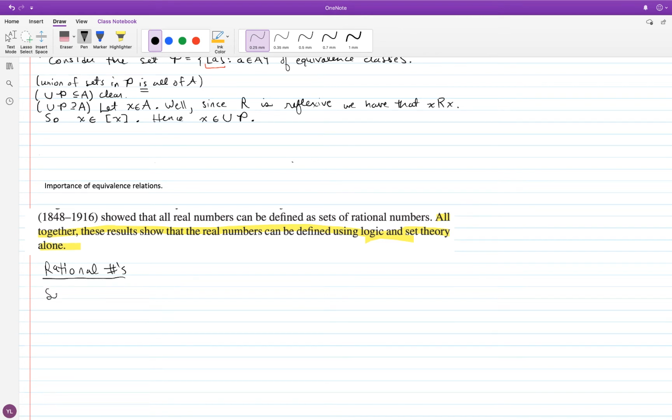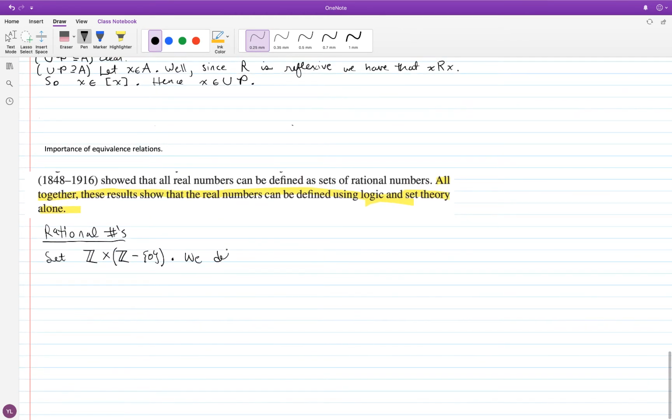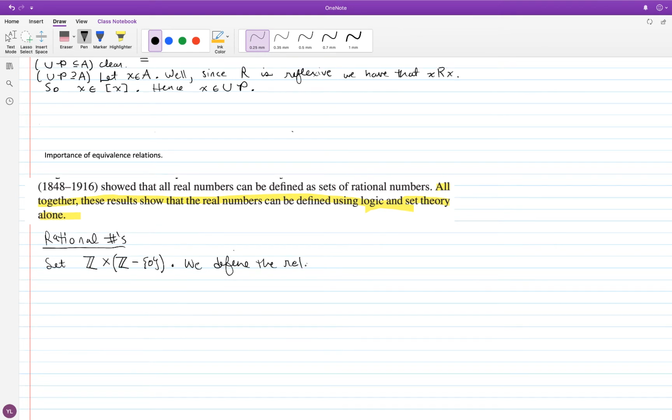So first, consider the set of ordered pairs of integers, the second of which is not 0. So take the set of integers and make a Cartesian product with the non-zero integers. Okay, so we consider this set, and then we define what turns out to be an equivalence relation on that set. So we define the relation R in the following way. The relation R is on this Cartesian product, and here's its definition.